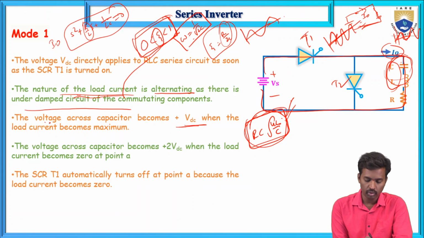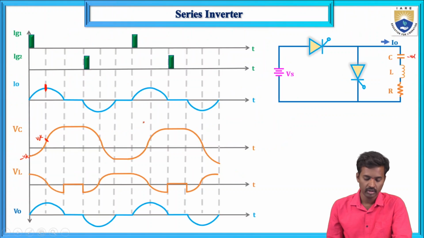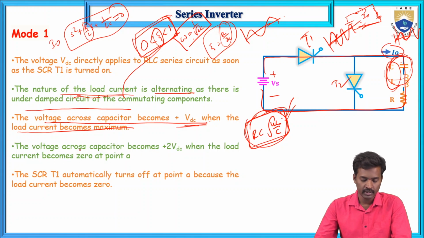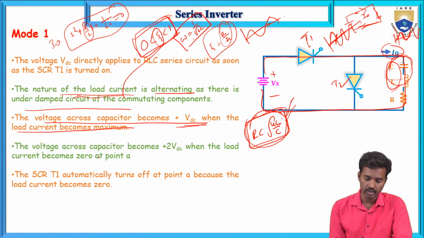So this is the case. When the voltage across the capacitor is VDC, the load current is the maximum value, I naught maximum. Now when the capacitor voltage exceeds VDC, the current decreases to 0. When the voltage across the capacitor is greater than VDC, the load current is decreasing and coming to 0 at point A. Now SCR T1 will be turned off at point A because the load current is 0.